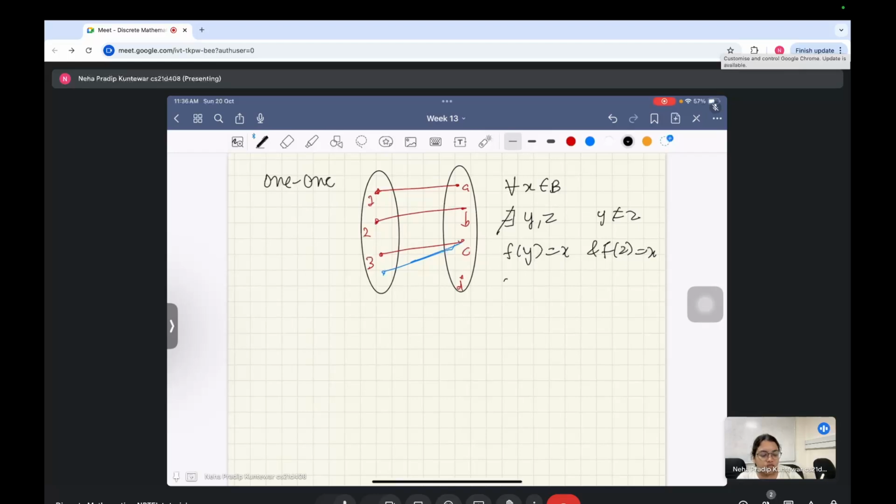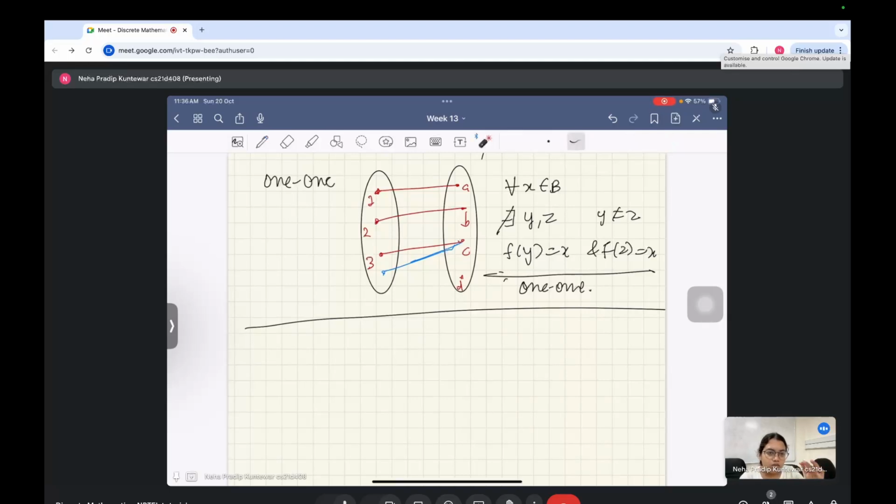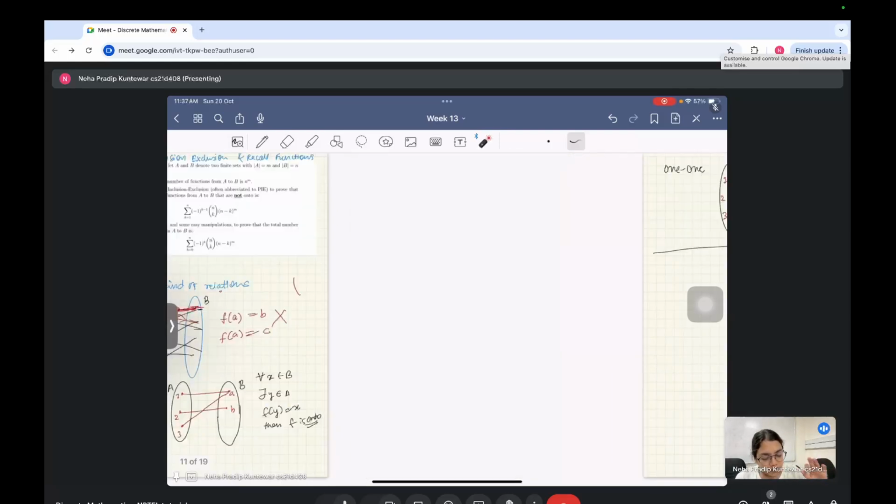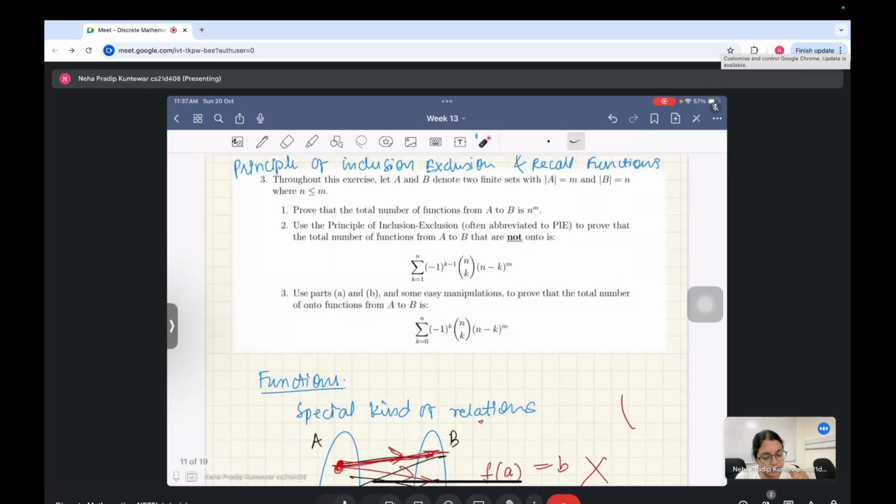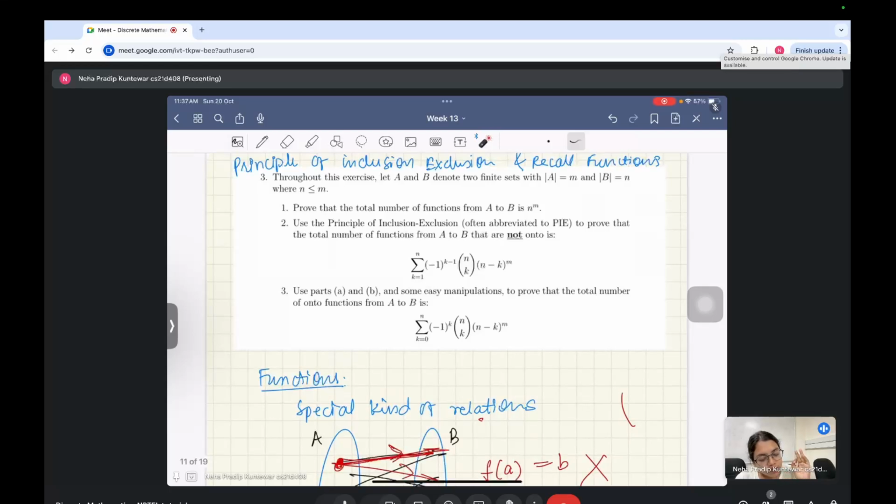So then if this property is respected, then we'll say that the function is one-to-one. This is the formal definition, and the simple intuitive definition to keep in mind is, if I look at any element here, there should be at most one edge going out. Okay, so given that, quick recall of functions, what we will do is, we want to count the total number of functions that are not onto.